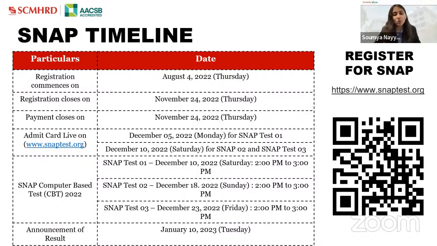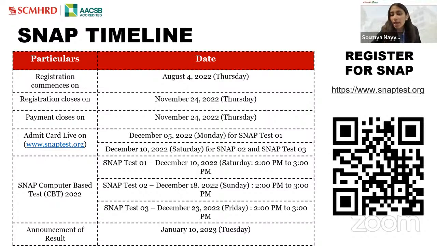For December 5, you'll have the admit card live for SNAP Test 1. On December 10, the SNAP Test 2 admit card will be live, and the SNAP Test 3 admit card as well. Post the exams, of course, there will be an announcement of result on January 10, 2023, on the basis of which the percentile will be generated, and on the basis of that, you will receive a shortlisting for respective colleges.